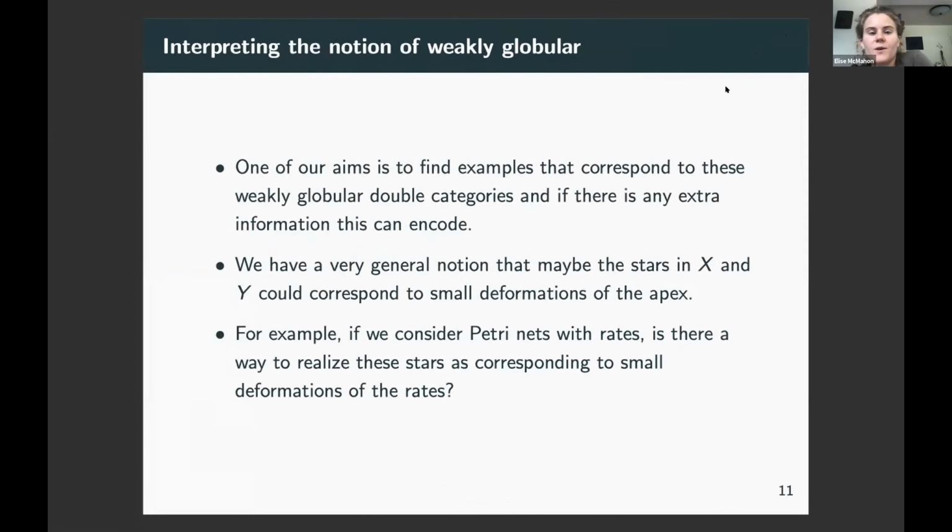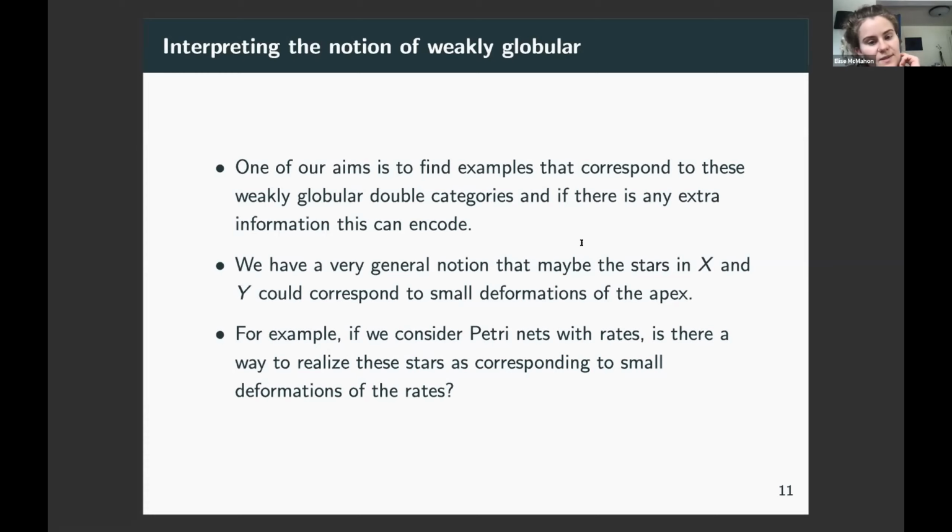So one of our goals, of course, is going to be to find examples of what these weakly globular double categories can model, especially comparing between models of just regular double categories, to see what this extra, or what this weak globularity, can encode.